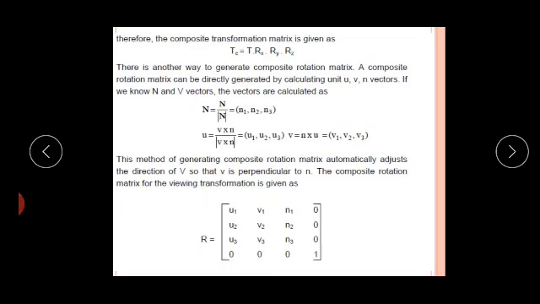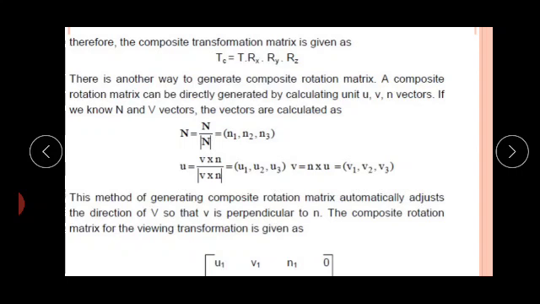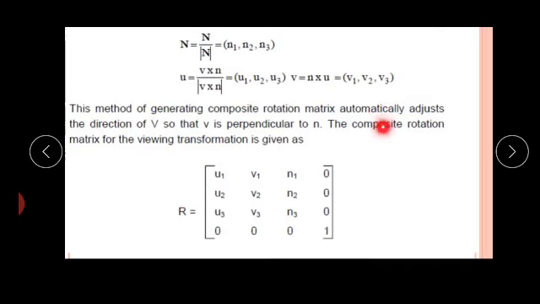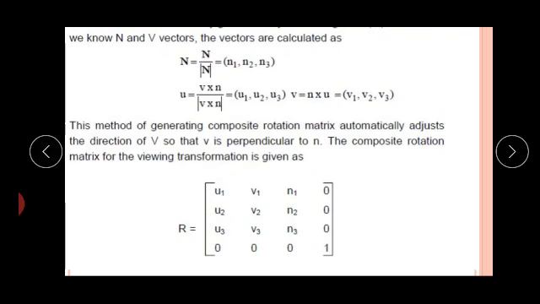Now the complete transformation matrix can be given as this one: Tc is equal to T into Rx into Ry into Rz, where T stands for translation, Rx is rotation about the x axis, Ry rotation about the y axis, and Rz rotation about the z axis. This is the complete transformation matrix.